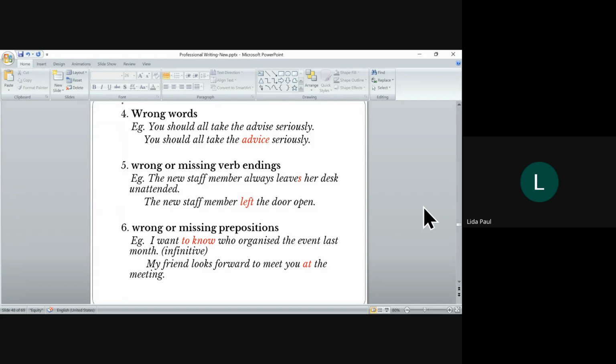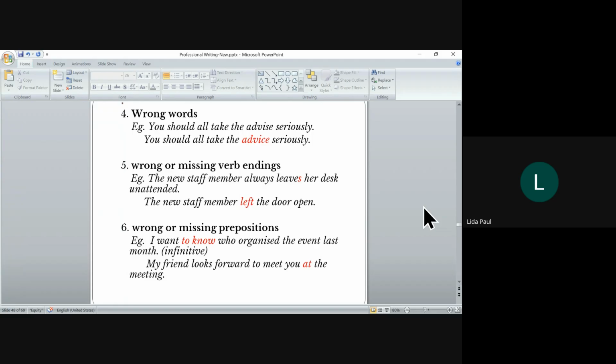So the new staff member always leaves her desk unattended, okay? Not leave. Then the new staff member left the door open, okay? So left again is like a past form of leave. So some people tend to not transition between any of these, they just use leave everywhere. So that is one error.